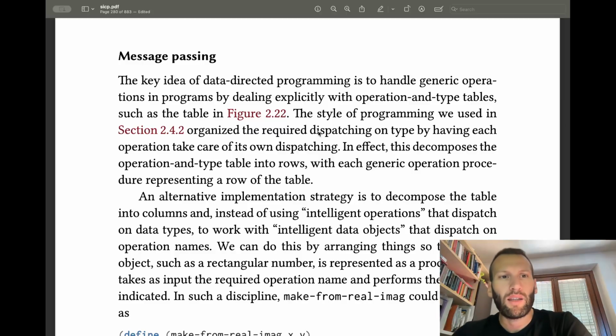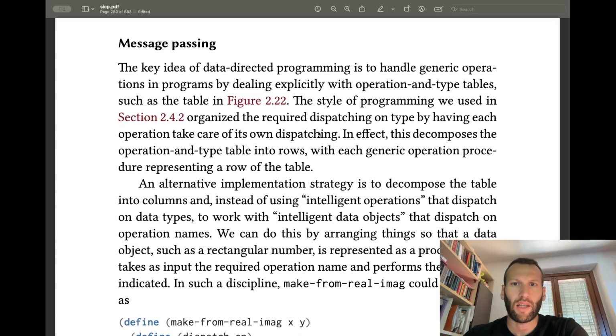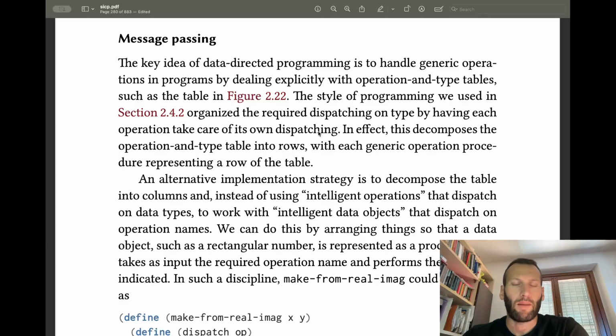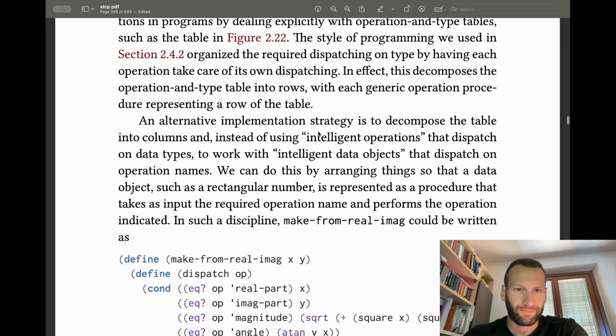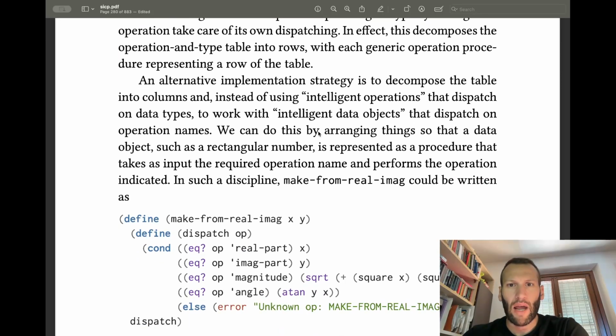Message passing. The key idea of data-directed programming is to handle generic operations in programs by dealing explicitly with operation and type tables, such as the table in figure 2.22. The style of programming we used in section 2.4.2 organized the required dispatching on type by having each operation take care of its own dispatching. In effect, this decomposes the operation and type table into rows, with each generic operation procedure representing a row of the table. An alternative implementation strategy is to decompose the table into columns, and instead of using intelligent operations that dispatch on data types, to work with intelligent data objects that dispatch on operation names.